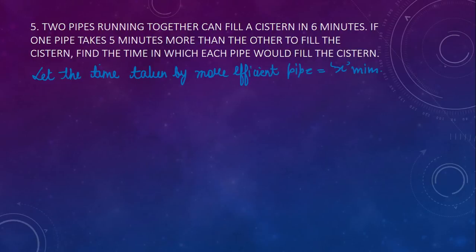So we're going to assume that the time taken by the more efficient pipe, that is the pipe which fills up the cistern quicker, let it take x minutes. Therefore, the other pipe which is less efficient will take 5 minutes more, because it's taking more time. So the time taken by the less efficient pipe will be x plus 5 minutes.